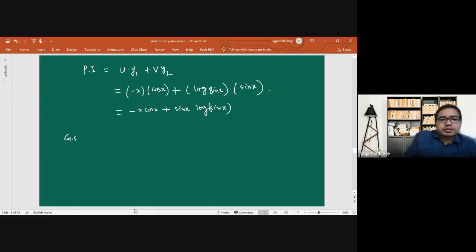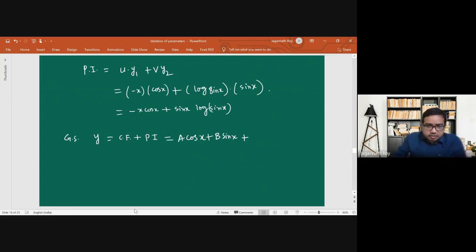Hence the general solution, y equals CF plus PI, which is nothing but a cos x plus b sin x plus this one, minus x cos x plus sin x into log of sin x. So this would be our final answer.